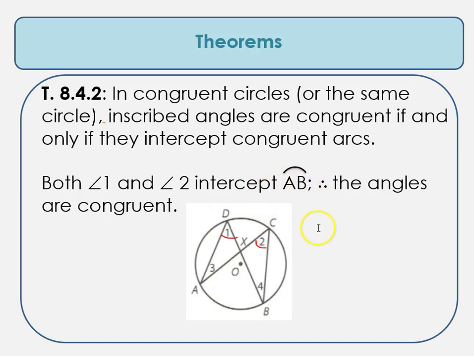Theorem 8.4.2. In congruent circles or the same circle, inscribed angles are congruent if and only if they intercept congruent arcs. Let's look at angle 1 and angle 2. They both intercept arc AB, so consequently they'll both be half of the measure of arc AB, so they will be congruent.